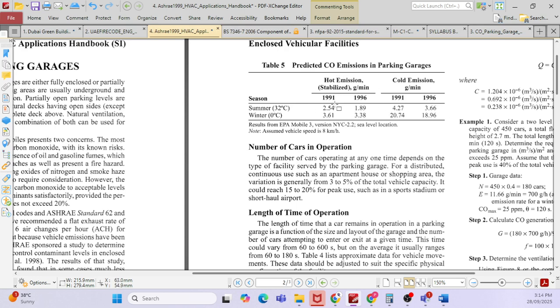If you talk about 1991, 1996, they are just comparing hot emission and cold emission. So they are just calculating how many grams per minute of emission is happening in the car park. This is a standard. We don't need to go that much deeper, but we are just trying to understand how that 6 air change per hour is being arrived at, so that when you discuss with the consultant or with any manufacturers, you will have some basic idea.